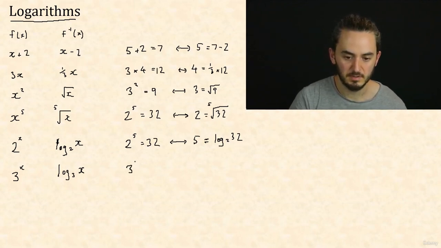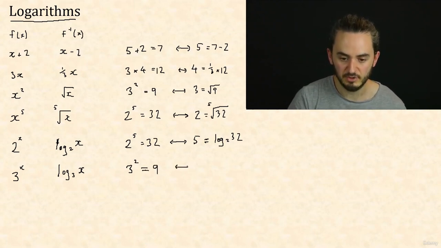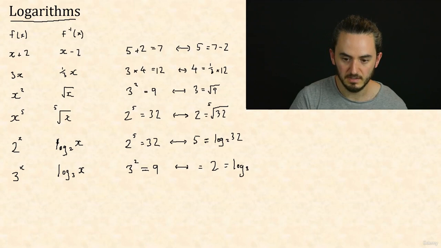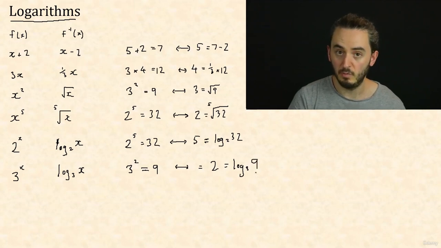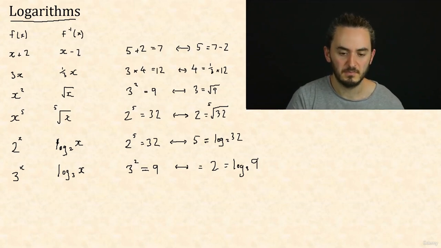3 squared is 9, and that is equivalent to the expression that 2 is log base 3 of 9. And why is that the case? Well, this logarithm asks a question. It says 3 to the power of what is 9? Well, 3 to the power of 2 is 9, so the answer is 2.